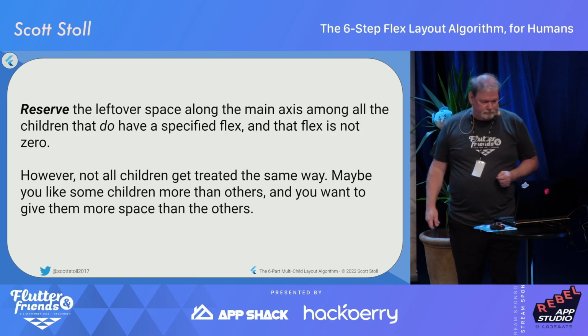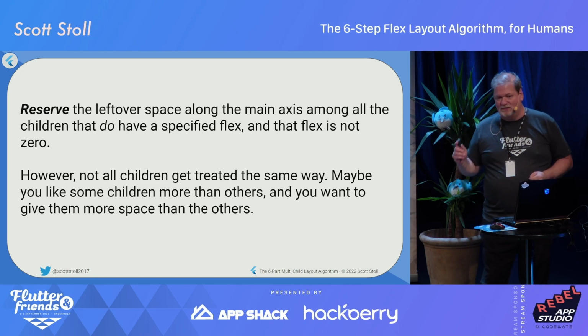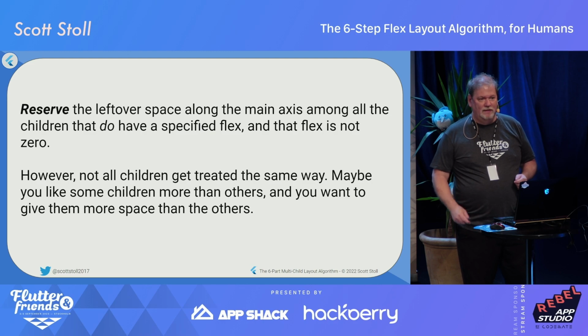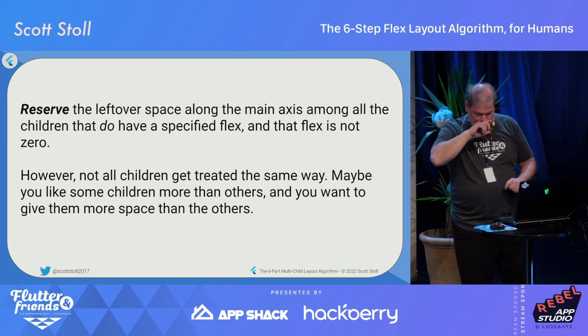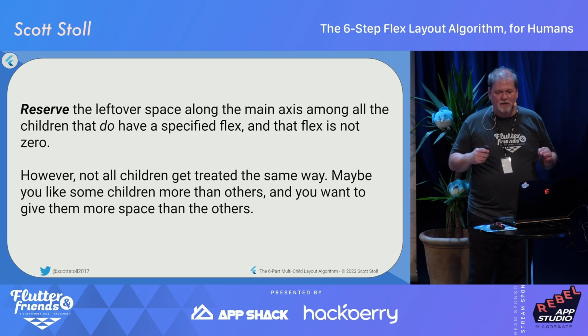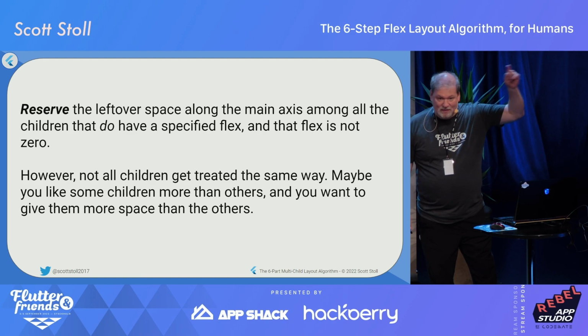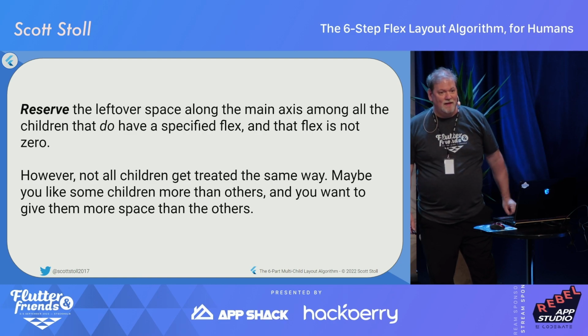All right. We are going to reserve whatever space is left after calculating the things that have a set size. And we're going to divide it among the children that have a flex and that flex is not 0. I have no idea why that's there because I've never seen a flex set to 0 in my life. Don't ask, I don't know.